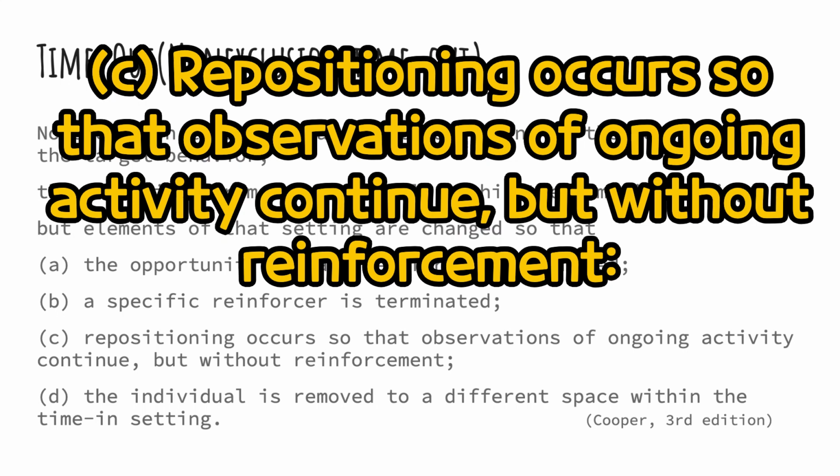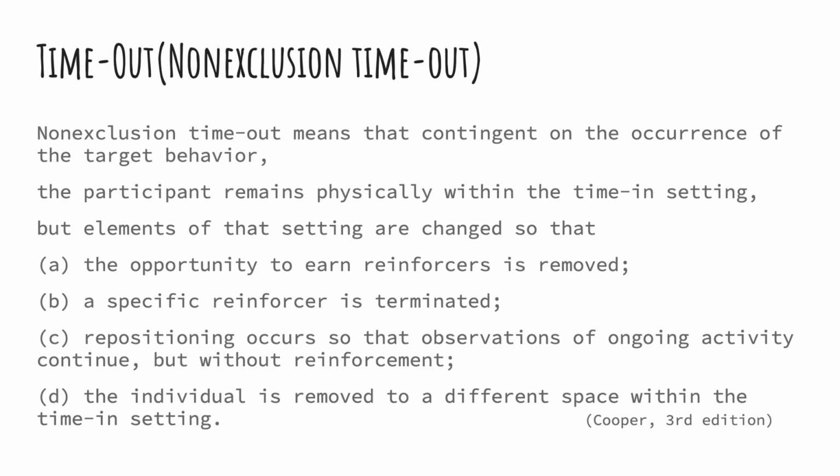Repositioning occurs so that observations of ongoing activity continue, but without reinforcement. This involves changing the individual's physical position or surroundings so that they can still observe what is happening around them, but without receiving any reinforcement or positive feedback for their behavior. For example, a child in timeout may be seated in a designated area where they can observe their classmates playing, but cannot actively participate or receive any rewards.